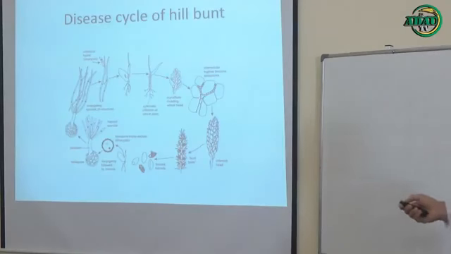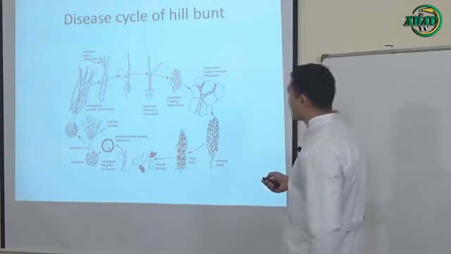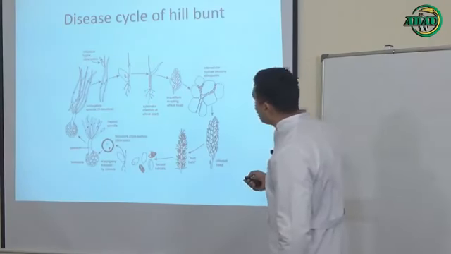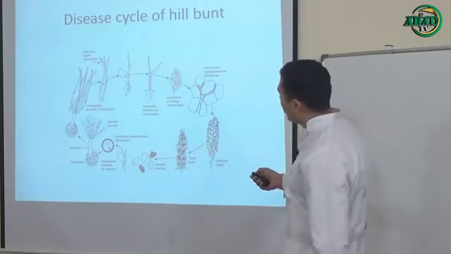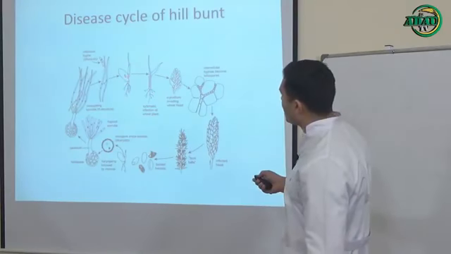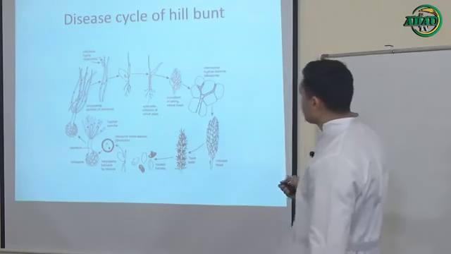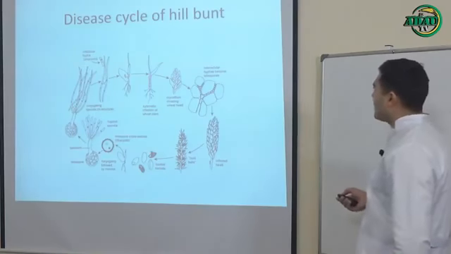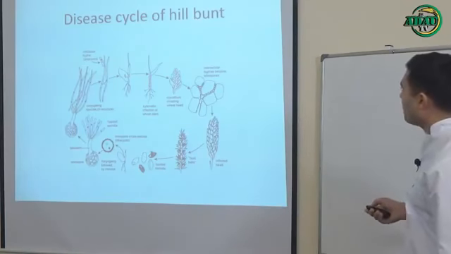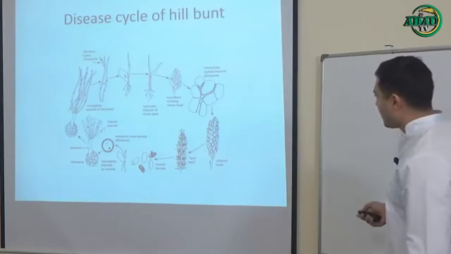So, this is the cycle of the hill bunt, and we can see the systemic infection of the wheat plant. It already includes the stems and veins. And in the first stage, you can see the germination of the pathogen. Then after that, the mycelium invades the wheat head. And after that, intercellular hyphae become the teliospores. And you can see here an infected plant.